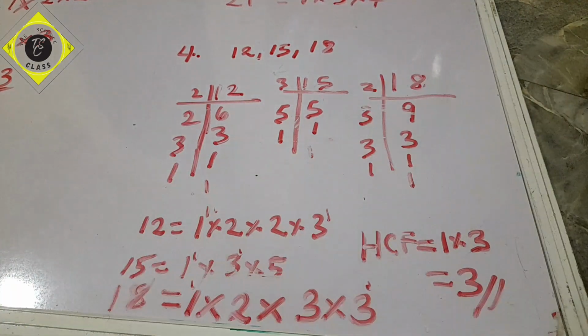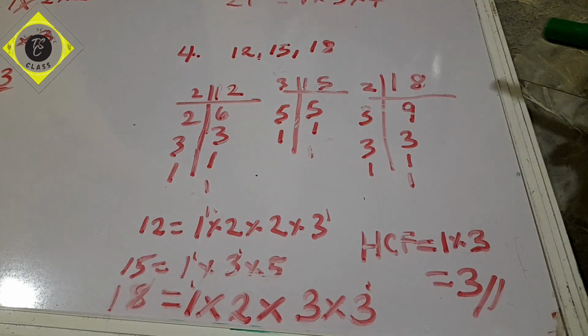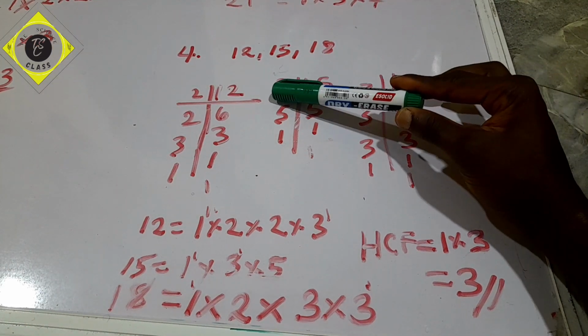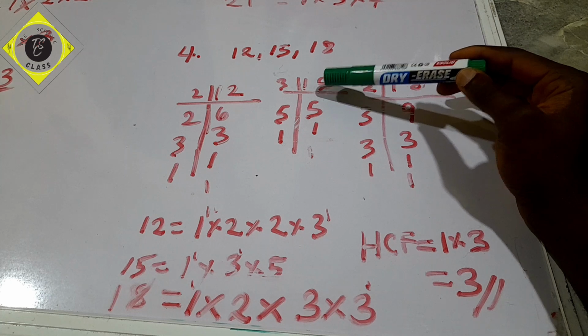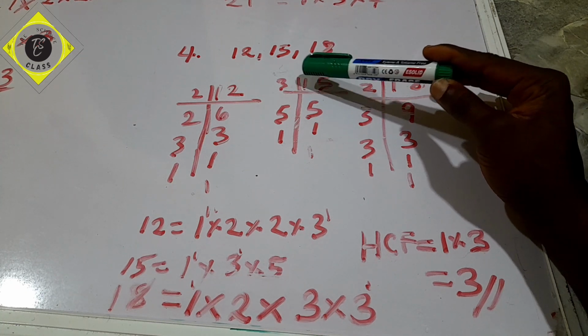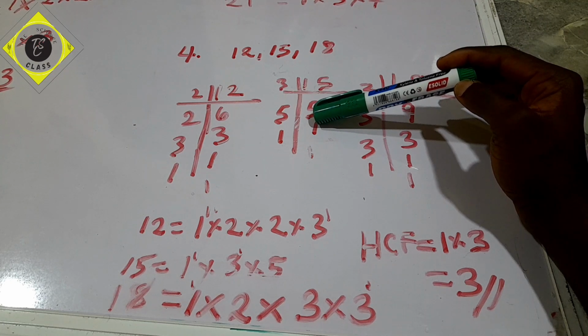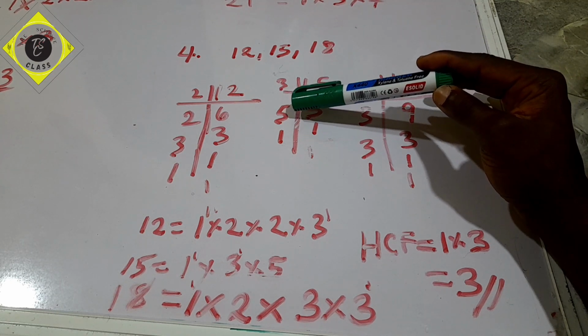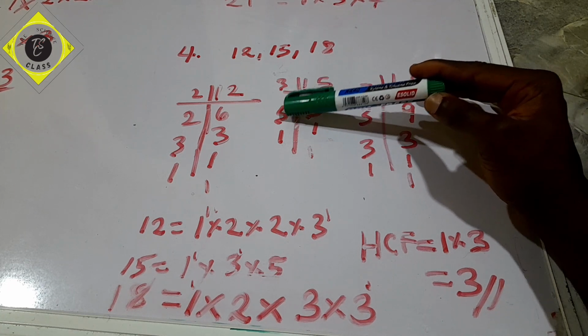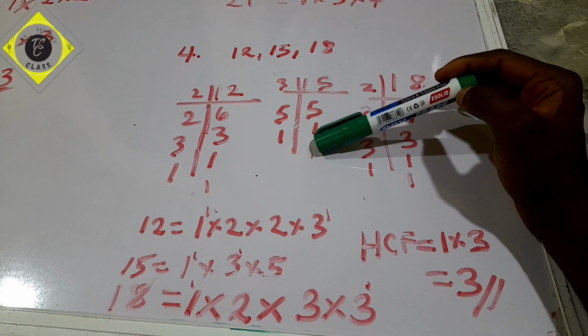The next number is 15. 2 cannot go in 15, of course, so go to the next prime number, which is 3. 15 divided by 3 gives us 5. 3 can no longer go, so go to the next prime number. 5 divided by 5 gives us 1.